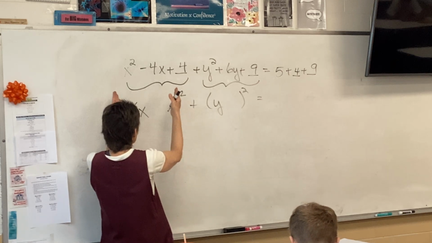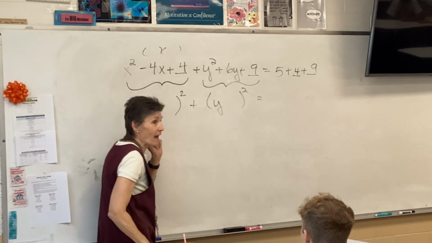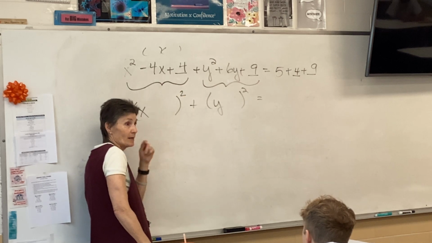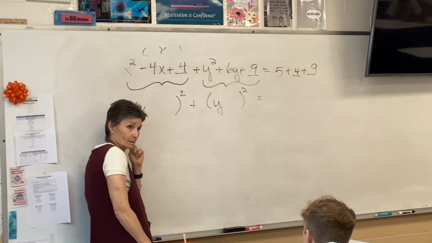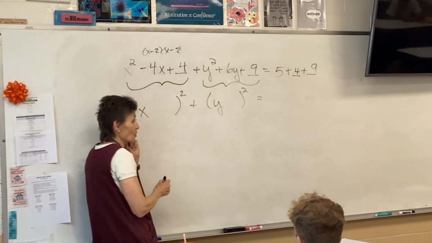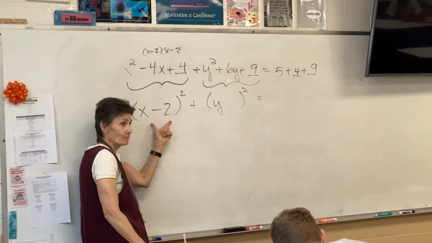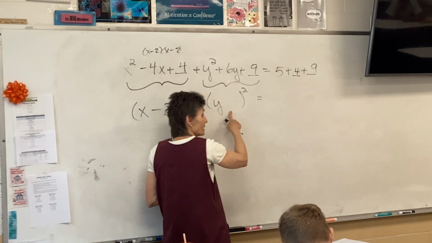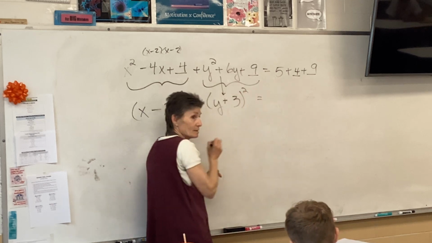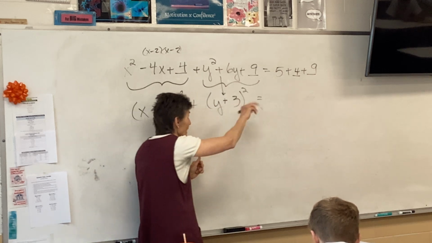Now, if I told you to factor this, what would those factors look like? If you factored this right here, x minus 2. Yep. So in other words, this is x minus 2 squared. What's this one? y plus 3 squared. And then all that adds up to 18.